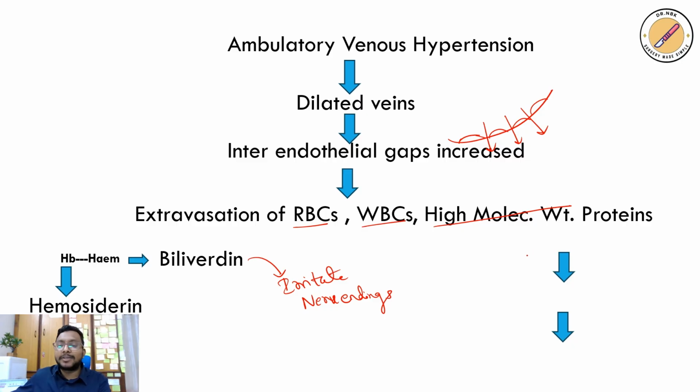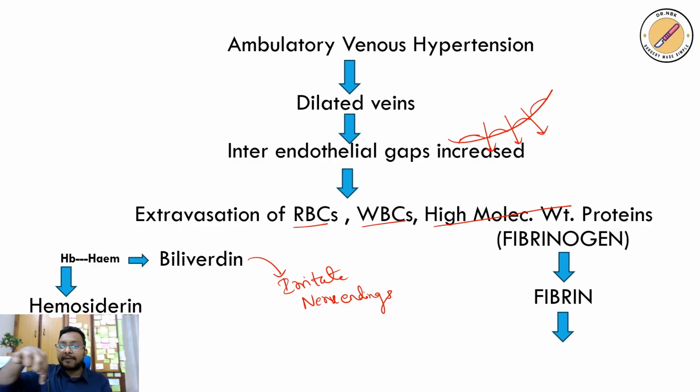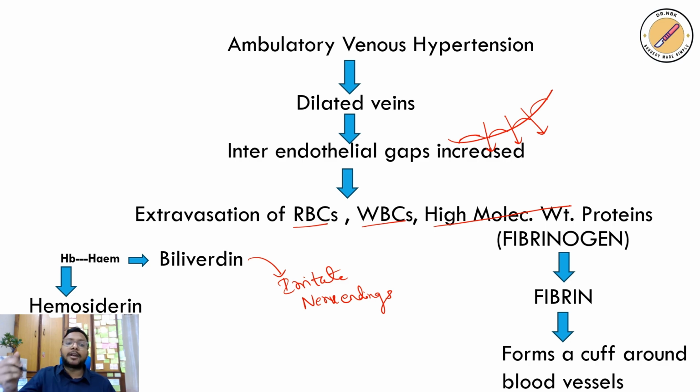Now, whenever there is extravasation of high molecular weight protein like fibrinogen, when it enters into the interstitium, it will convert into fibrin. Now, surrounding the vessel, this fibrin will form a tight cuff. So this is called fibrin cuff theory. Now, because of the extravasation of the WBC, this particular theory is called leukocyte trapping theory. Leukocyte trapping theory is one of the important causes for your venous ulcer.